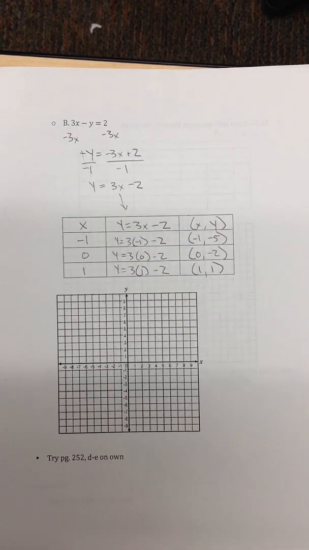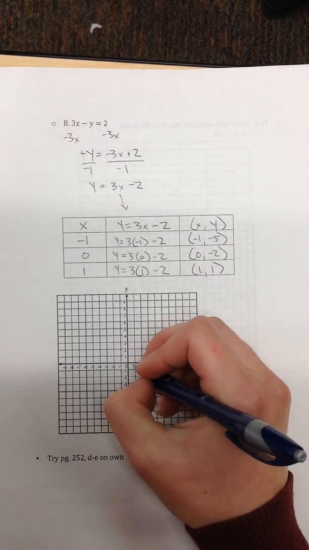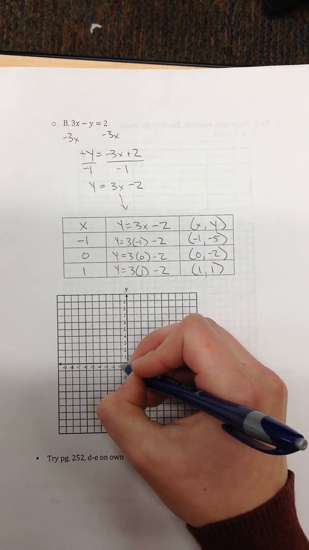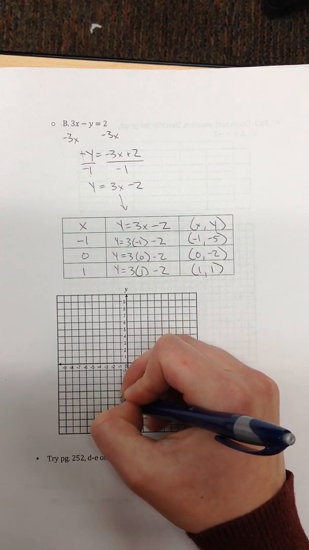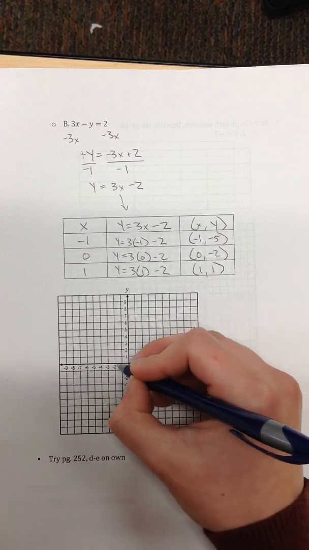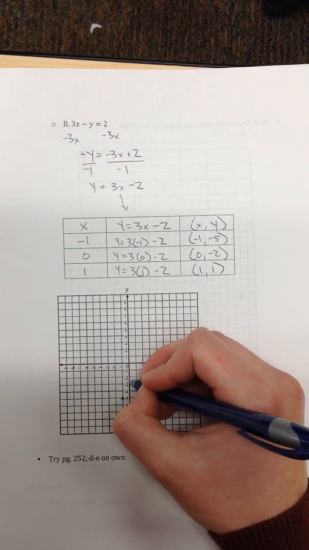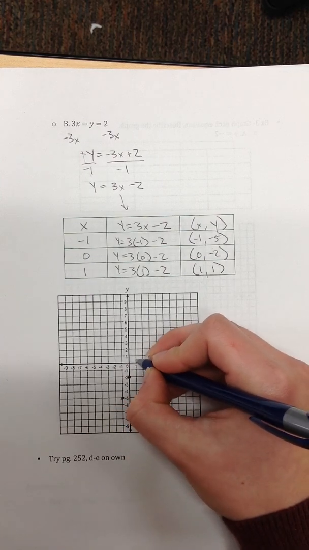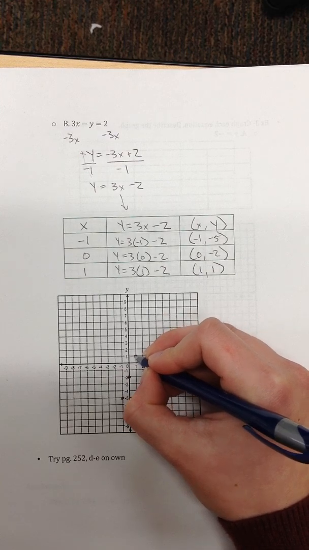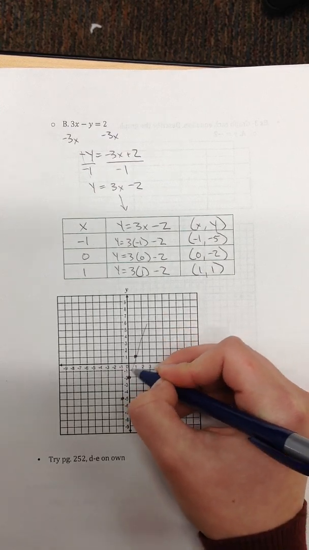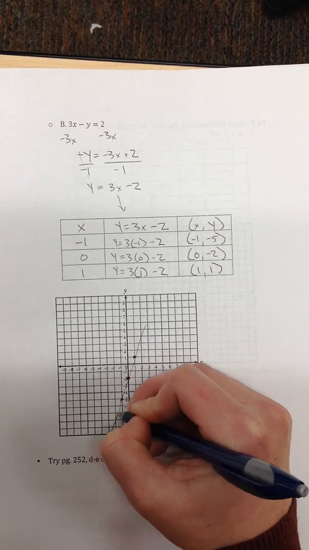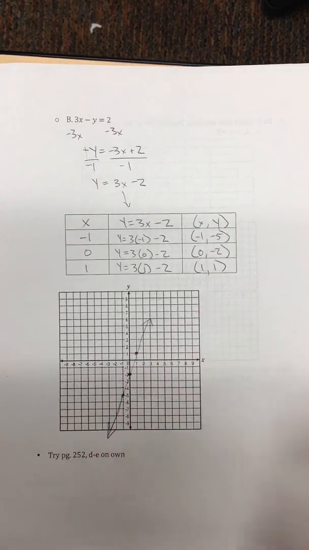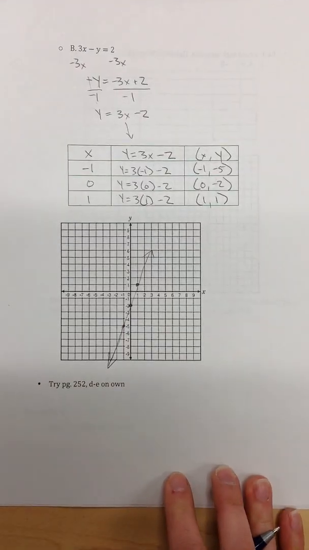Then again, I just take those points and I plot them. So negative 1, negative 5 would be left 1 and then down 5. 0, negative 2 would be over 0, so I don't move at all, and then down 2. And then 1, 1 would be right 1 and up 1. And then I just shoot a line through those guys. And it should end up being a straight line there.